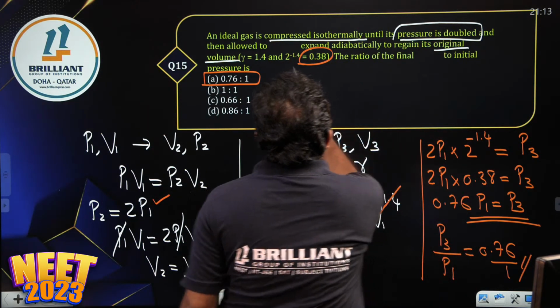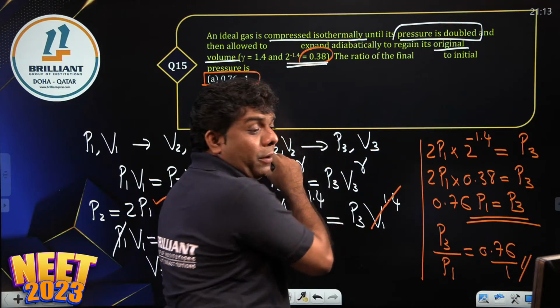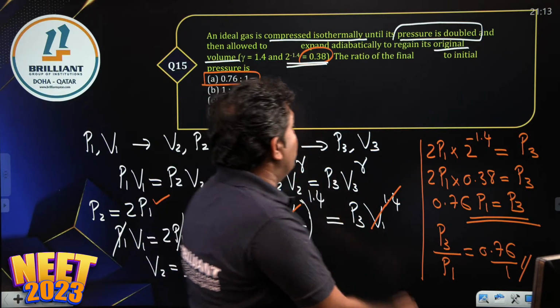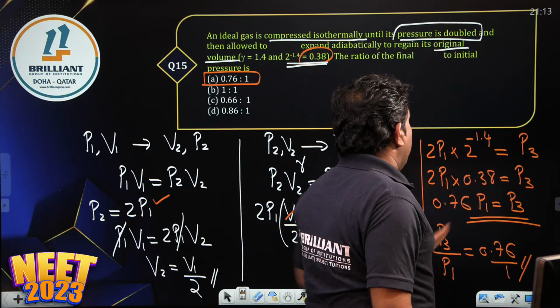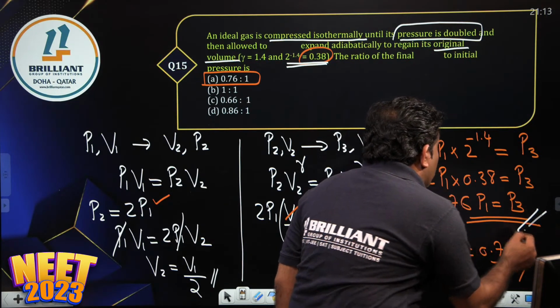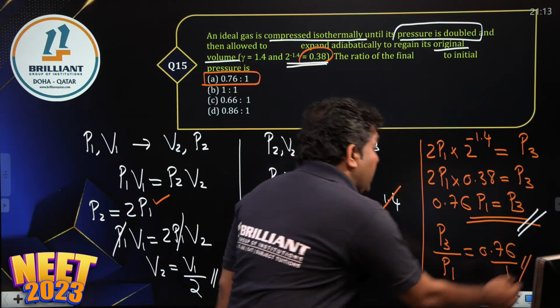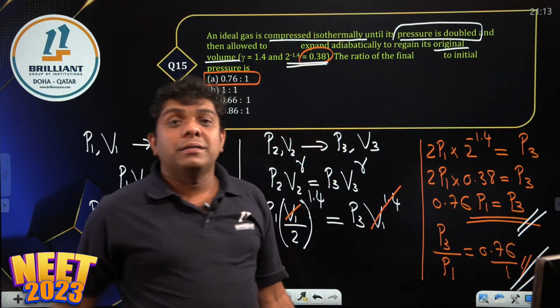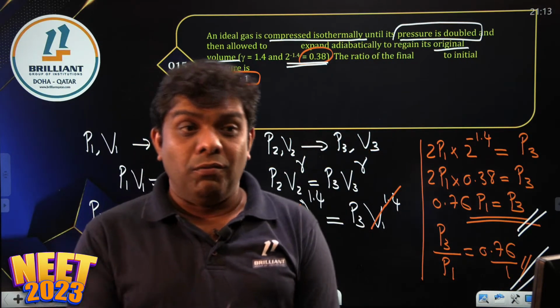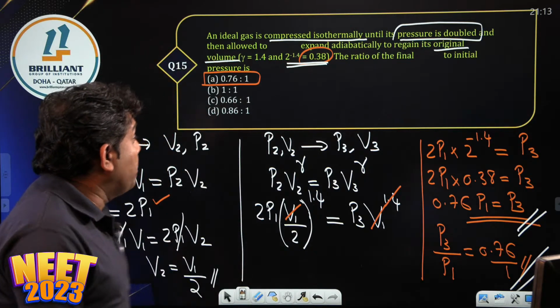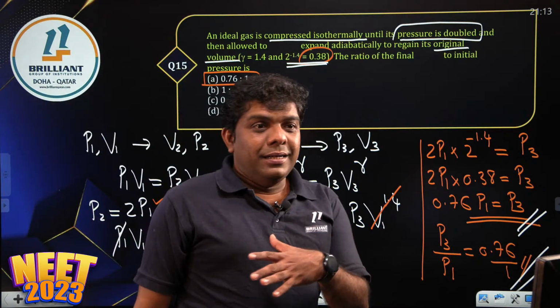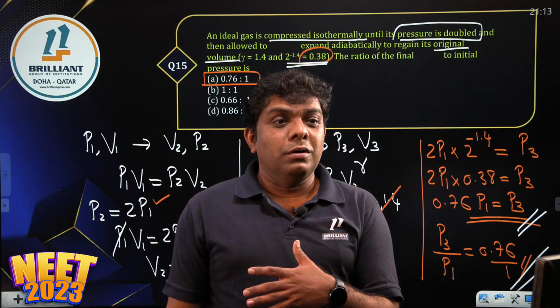Now what is the data given? 2 raised to minus 1.4 is 0.38. Substituting that, 2P1 into 0.38, 0.76 P1 is equal to P3. P3 by P1 is 0.76 divided by 1. So that's the right option. I think it's clear for you.